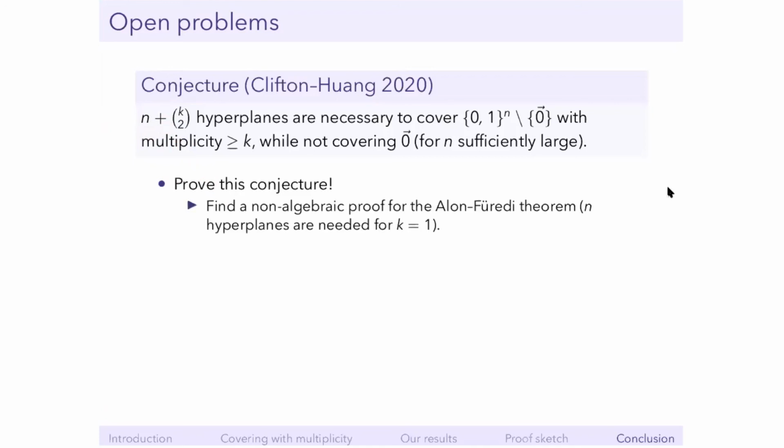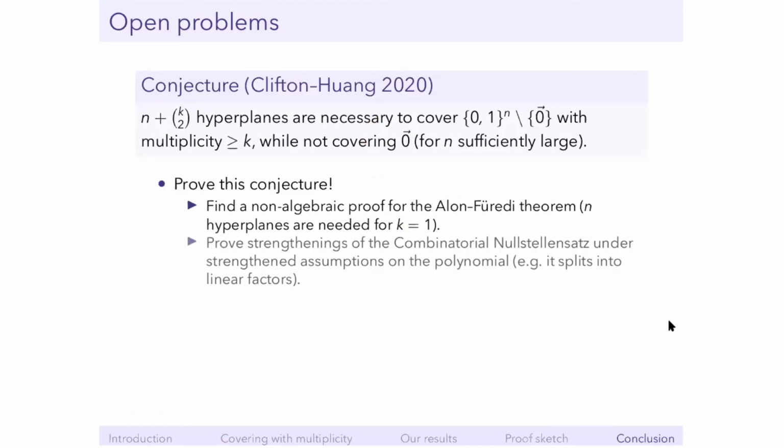So I think one interesting first step would be to find a non-algebraic proof for the Alon-Füredi theorem, just that n hyperplanes are needed for multiplicity 1. If you could find a proof of this theorem that avoids algebra, that might put you well on the way to proving this conjecture of Clifton and Huang. But I don't know how. As I said, it seems that algebra is really the right tool for this, and no one knows a non-algebraic proof, as far as I know.